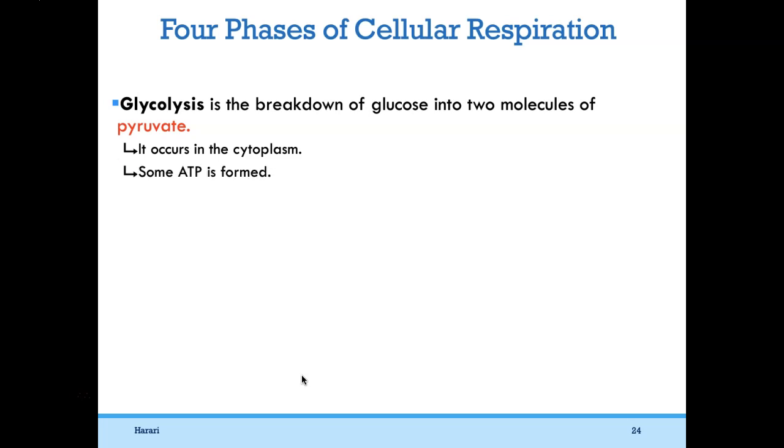So some ATP is formed in glycolysis, but we're not getting much from glycolysis. The main purpose of glycolysis is to break down glucose into pyruvate in the cytoplasm.